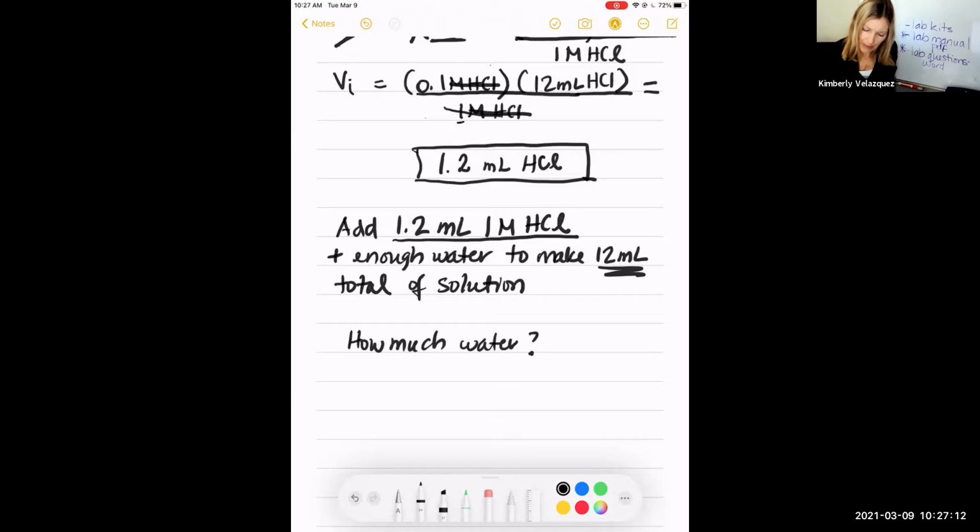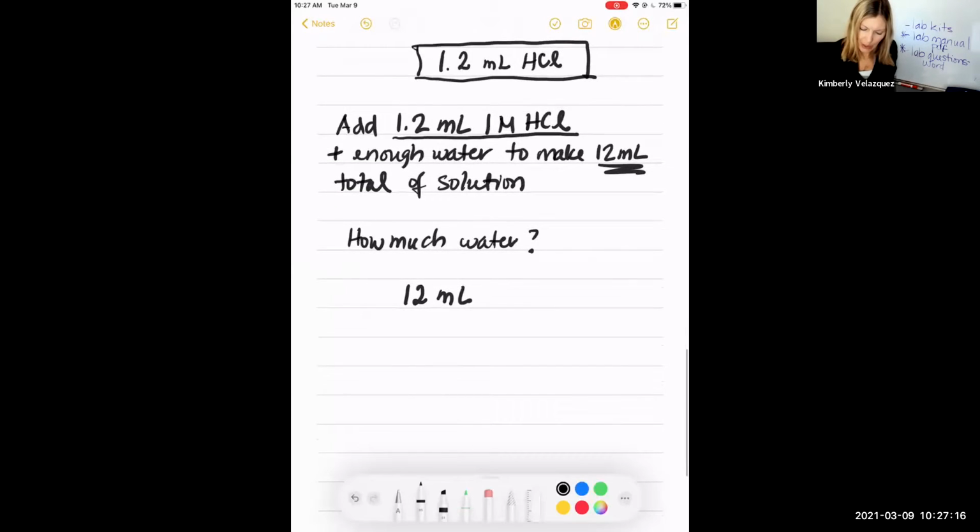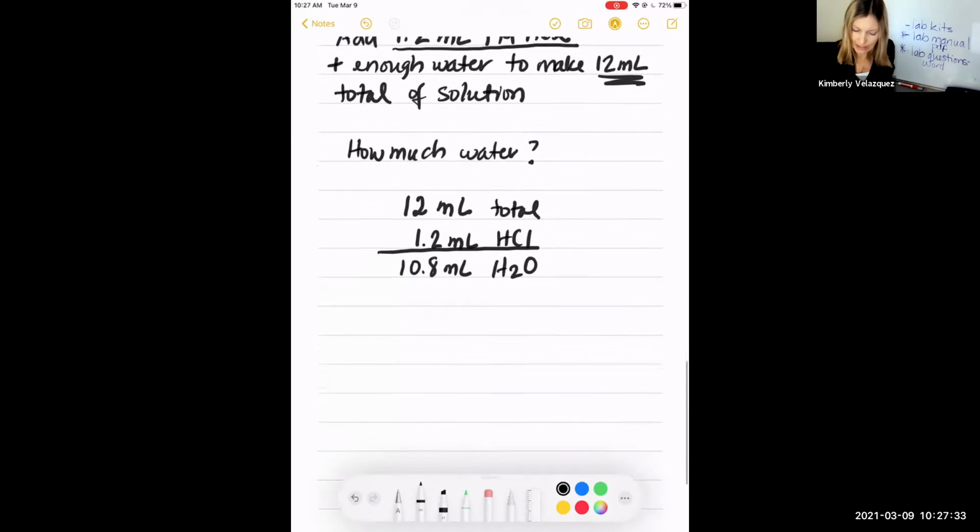Okay, so it becomes a math problem. I need 12 milliliters total. And I'm already adding 1.2 milliliters of acid. So I need to know how much water. So that would be 10.8 milliliters of water. So here's my recipe for making the solution that I need to make.